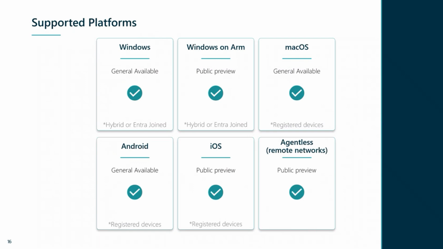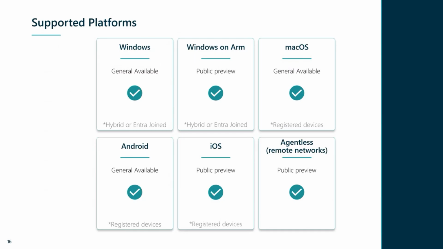We have Windows on ARM, which is currently in public preview, but can be used already. We have macOS that is supported, again, generally available. Android devices, so even your mobile devices can be secured, again, generally available. And then we have iOS devices, still in public preview. We also have an agentless mode of bringing users into the Global Secure Access connections, which we will talk about later, where we can build some IPsec tunnels with remote branches, etc.